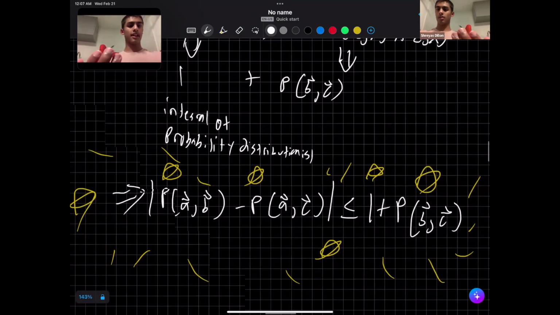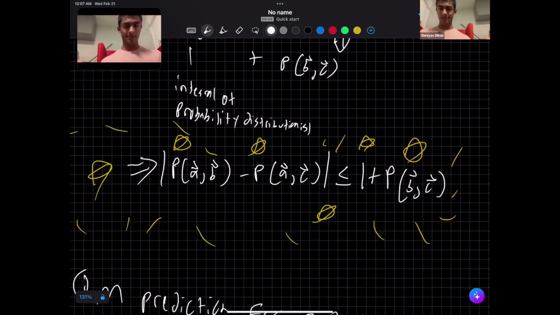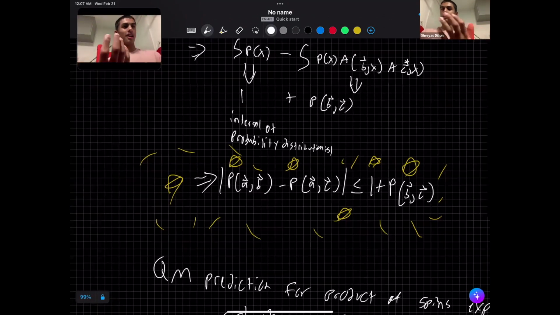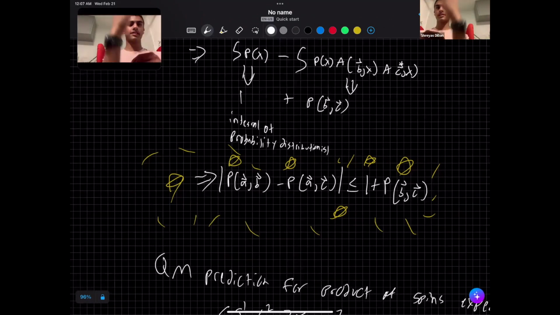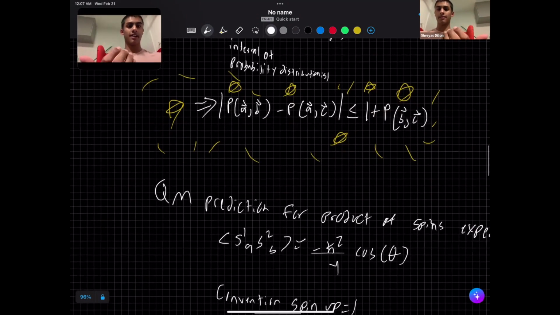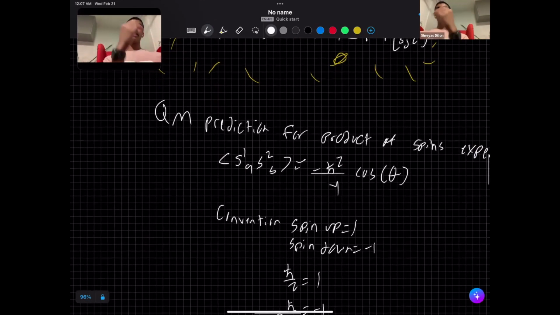And then from there now, we have our, ta-da, Bell's inequality. So the absolute value of the left side, which we all had, is going to be less than or equal to 1 plus P of B vector comma C vector. Look at that. We've done it. That was a lot. Feel free to go back and rewatch, look at the steps, because I am speaking pretty fast. But now that is going to be the local hidden variable prediction for that. So that just encompasses all the local hidden variable prediction.